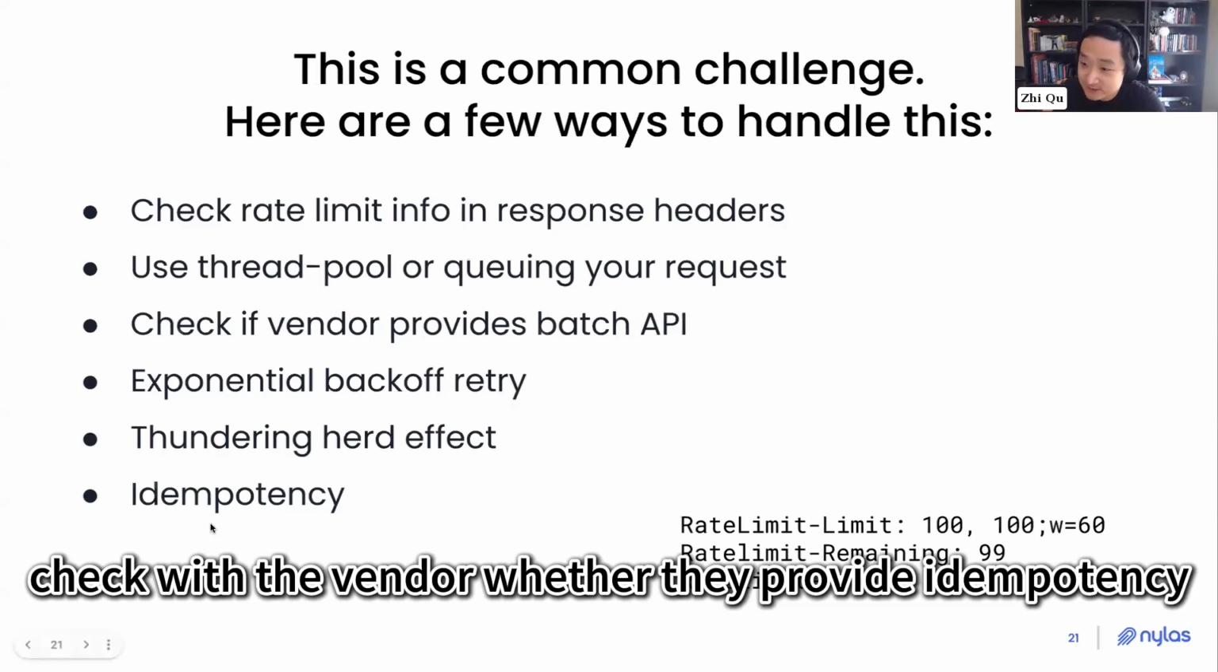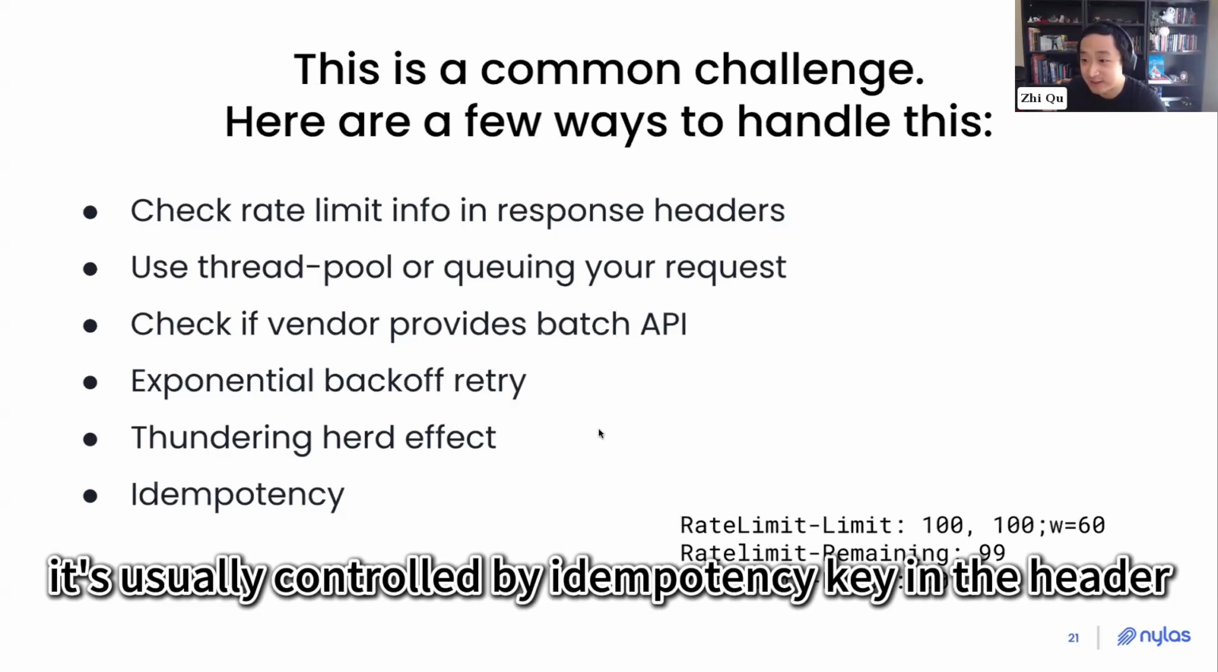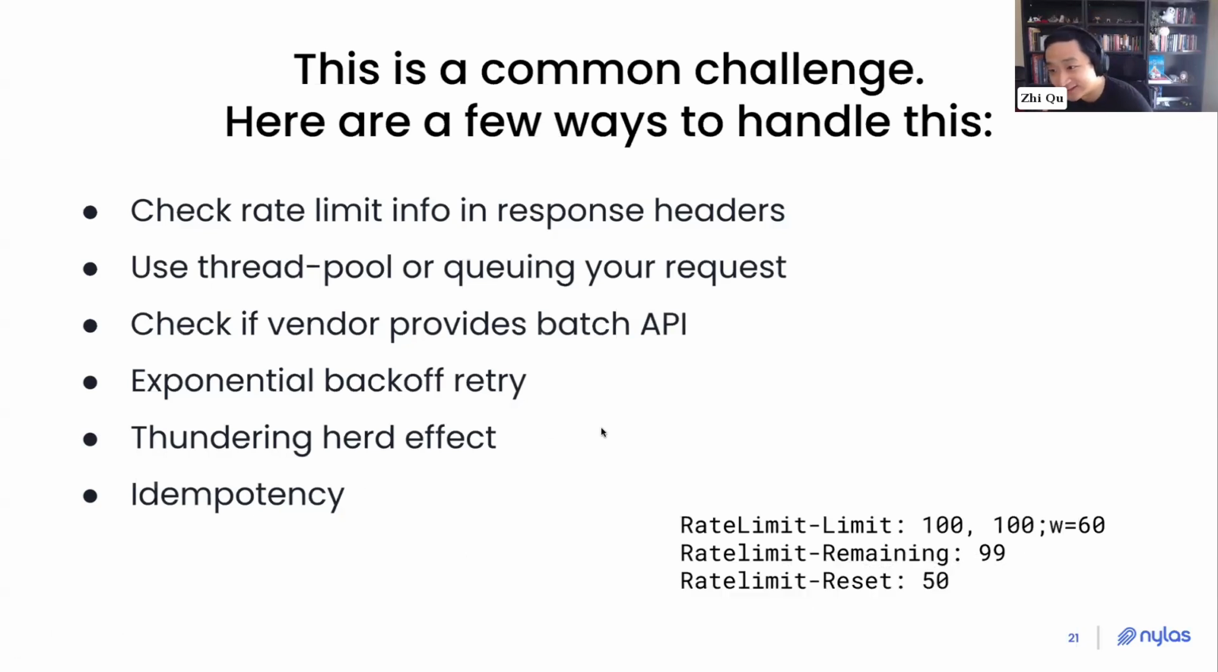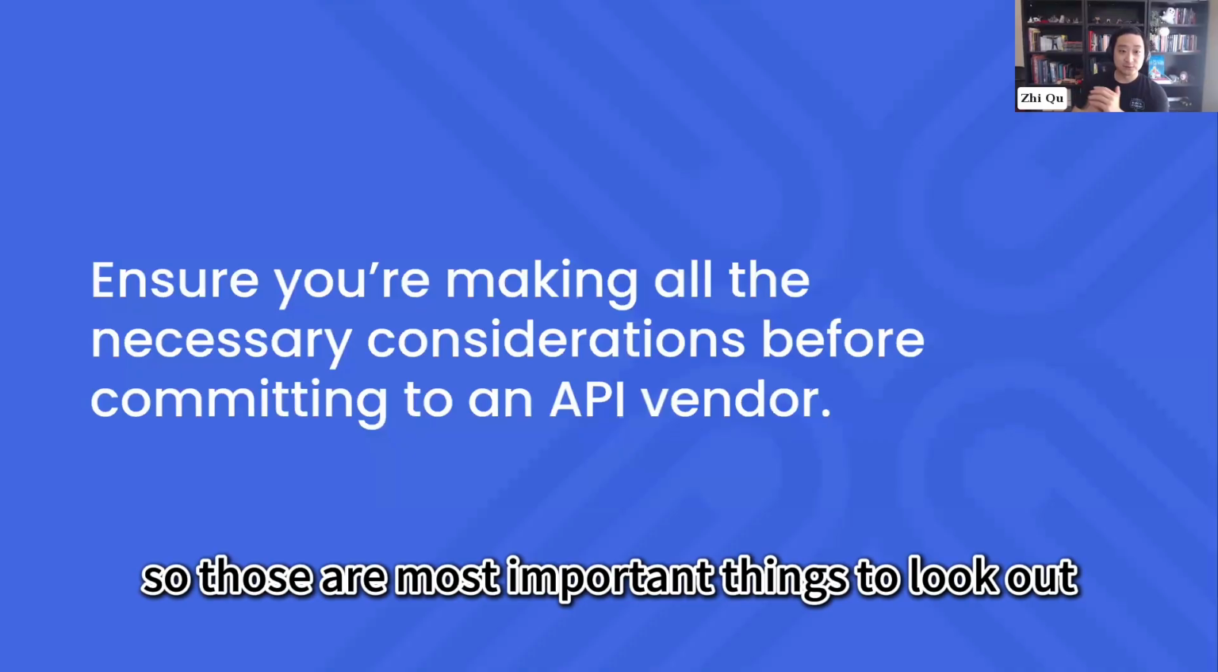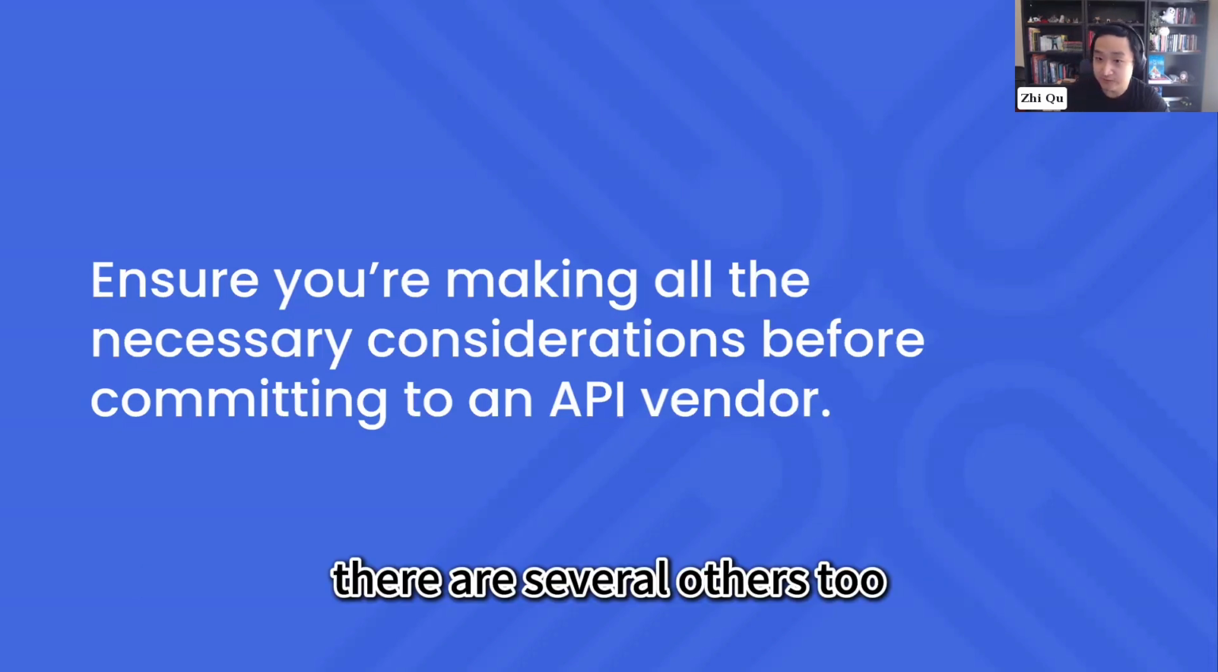So check with the vendor whether they provide idempotency. It's usually controlled by an idempotency key in the header. So when you retry, make sure you're using the same idempotency key. So those are the most important things to look out for. There are several others too.